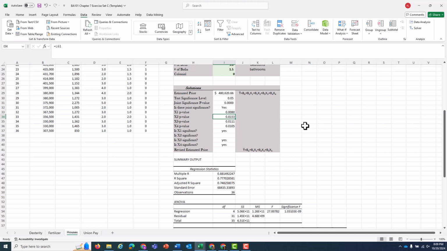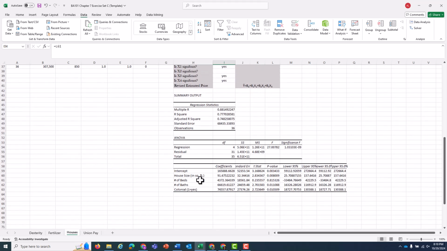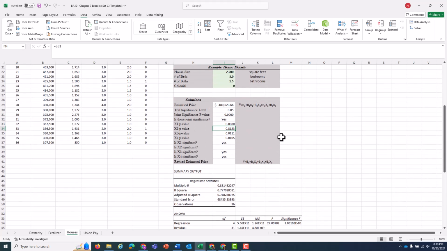We are saying with that p-value right here, that based upon the information we have, if we use the number of, what's x2 again? x2 is the number of beds. If we use just the number of beds to predict the selling price of a house, there wouldn't be significance. We wouldn't have a return that really gives us any meaning. So is that significant? No.